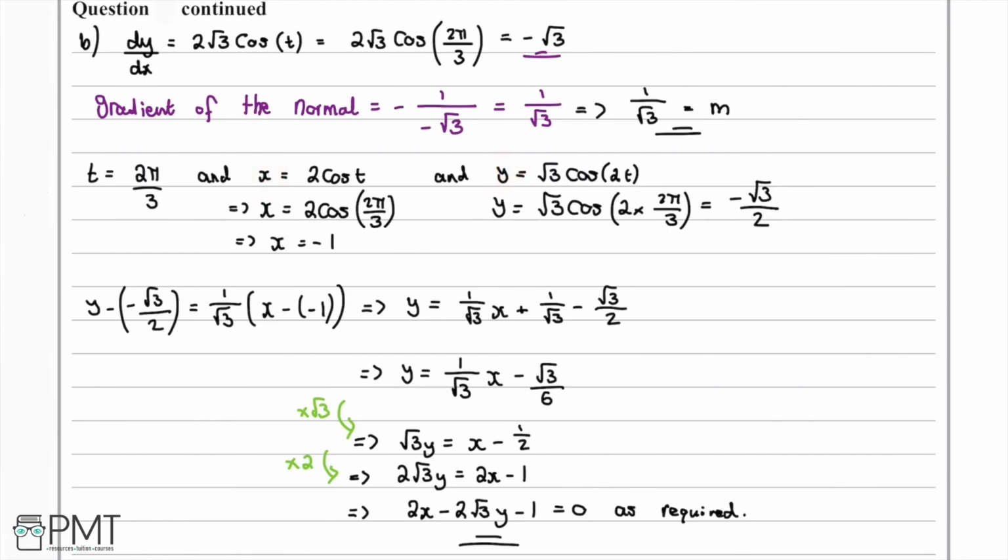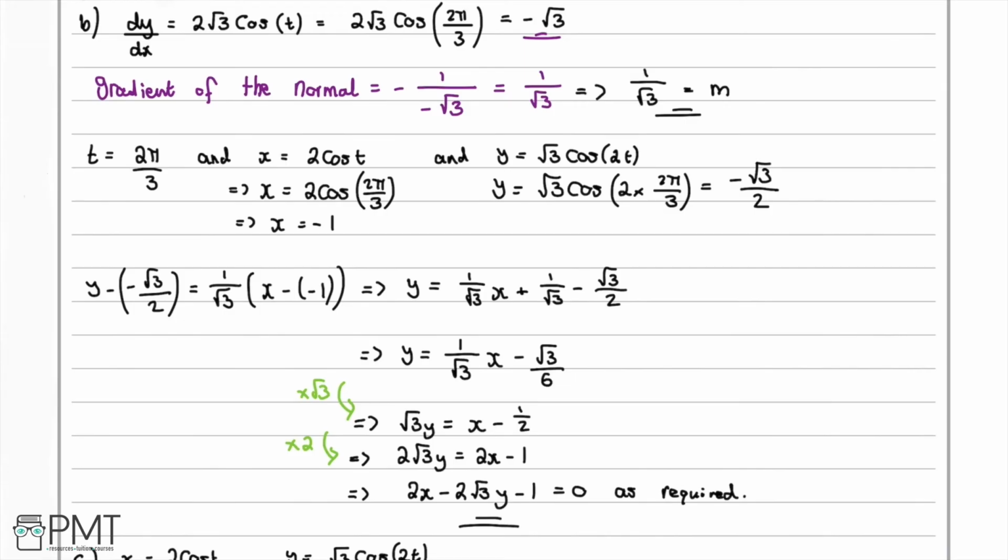We then receive our fourth mark for having the correct form of the normal equation, and this is here, where we have y is equal to 1 over root 3 x plus 1 over 3 minus root 3 over 2. Then we receive our fifth mark for working algebraically on this equation and getting to the required solution of 2x minus 2 root 3 y minus 1 is equal to 0.